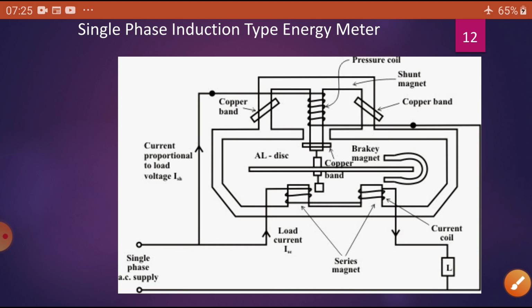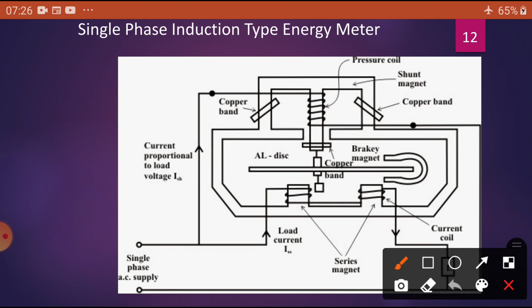Now you know about this current coil. The coil is wound on the series magnet M1, and the alternating flux phi1 is produced. Whenever current flows through the coil, it produces flux. That flux is represented as phi1, and phi1 is directly proportional to the load current. If the load is more, more current will flow, then more flux will develop. That is the load current.